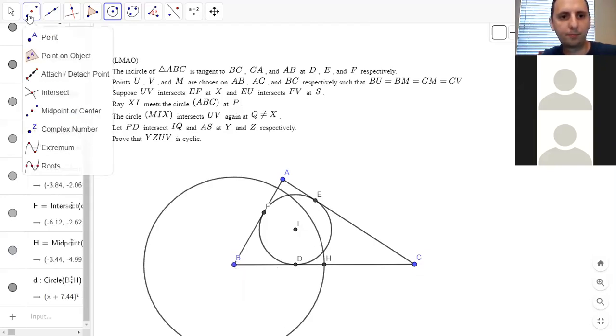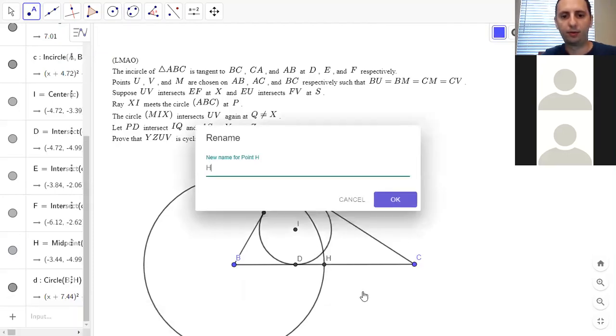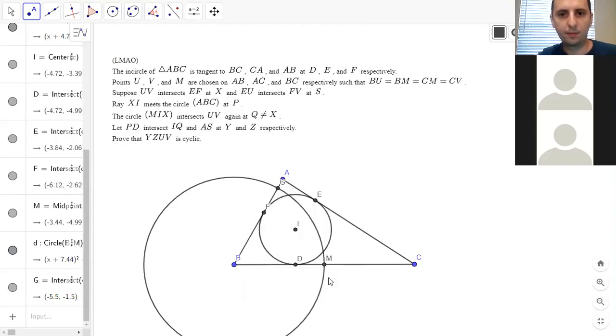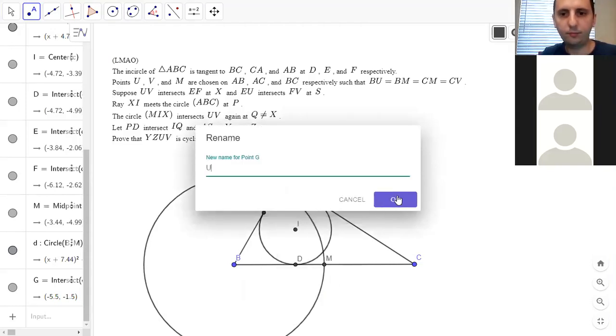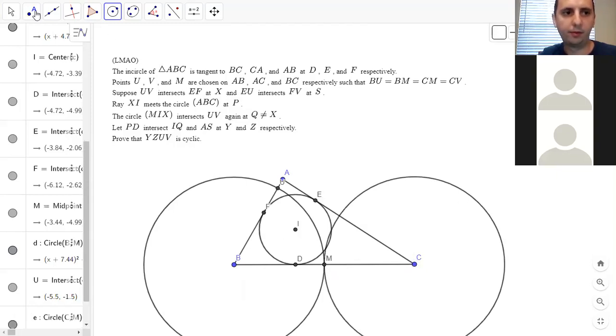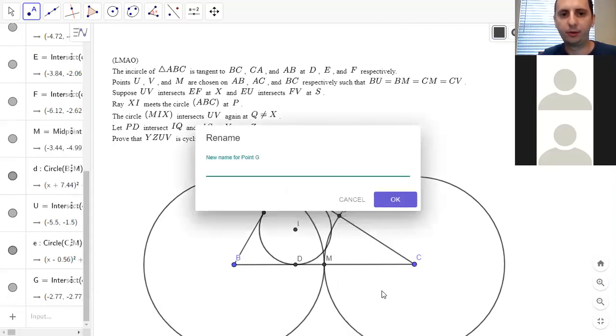Triangle UVM. Okay, so this is M, and this is U. And then I just need to draw the other circle. So that's point V. So yeah, is UV perpendicular to IO? Is that what you just said?